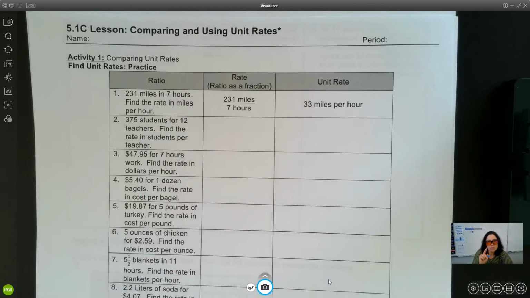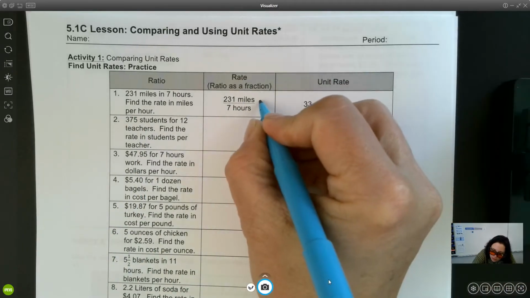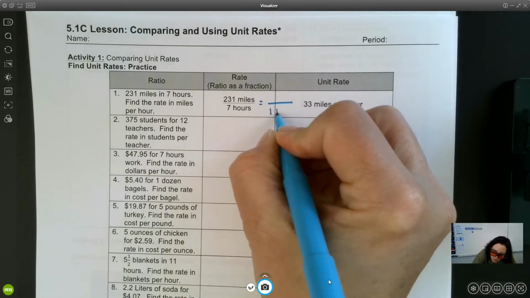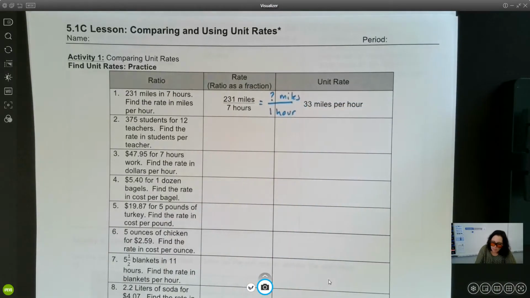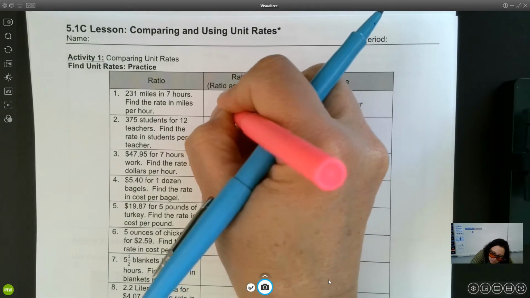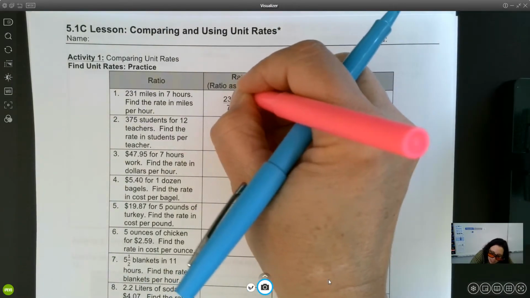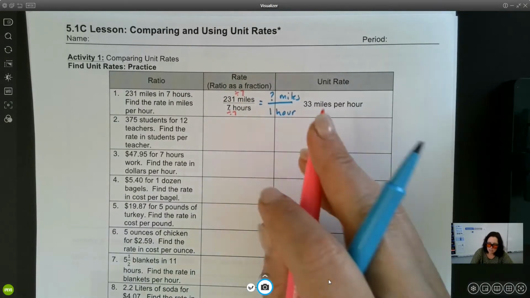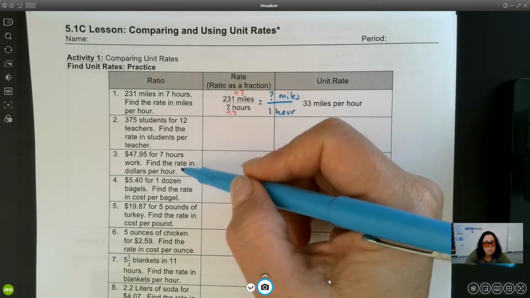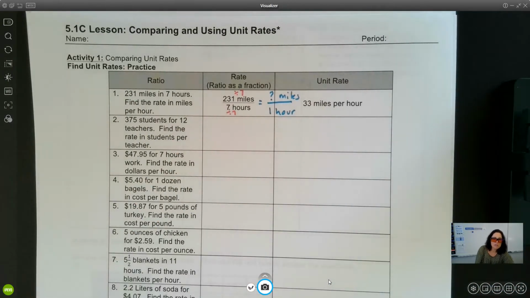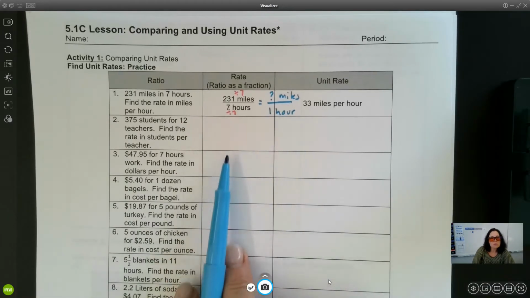That means 1 hour. So what you're going to do is find out how many miles per 1 hour. Wouldn't you be dividing this by 7? Divide by 7 here and divide by 7 here to get 33 in your calculator. That's how we work these. Now, if you want to pause and work on the next maybe 2 of them, number 2 and 3, and then look back at your answers, if you understood this one, give those a shot on your own.